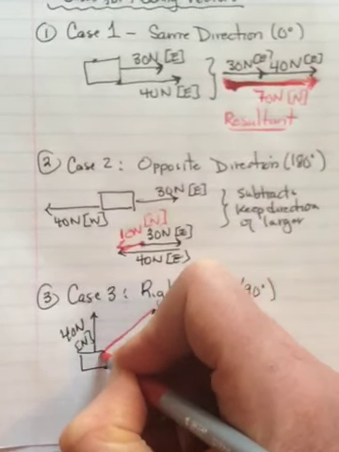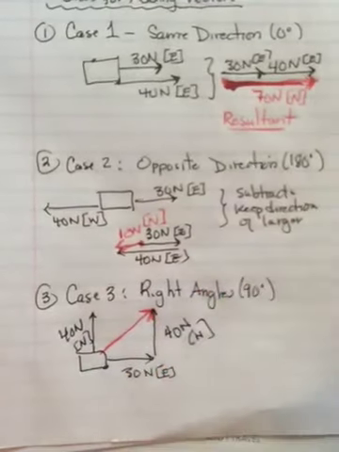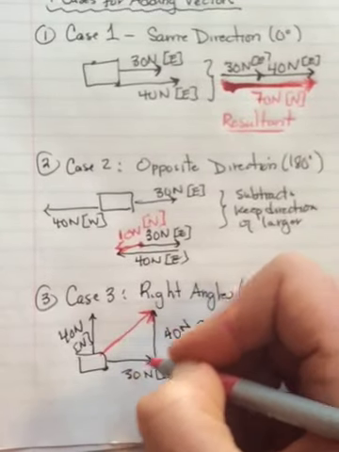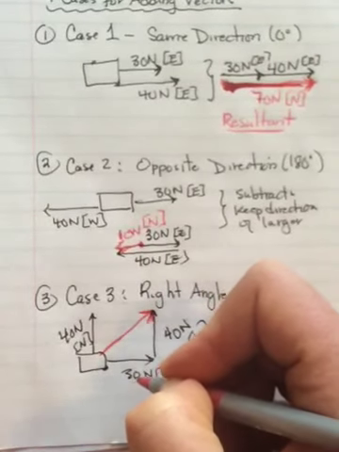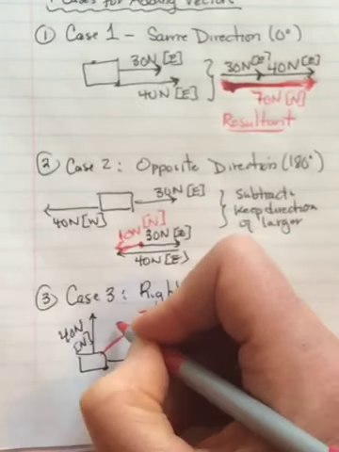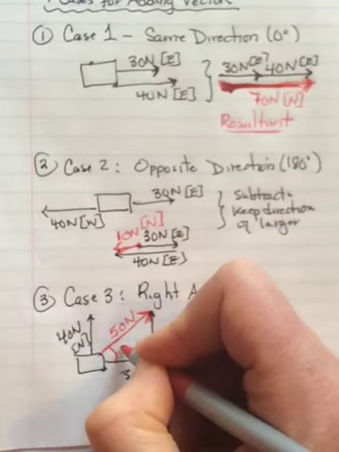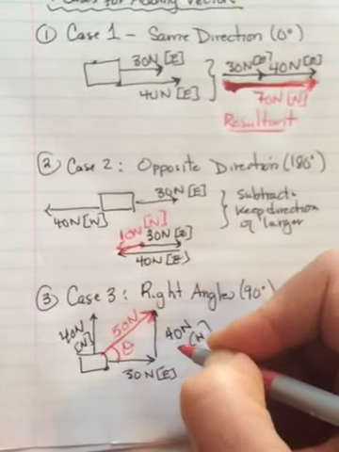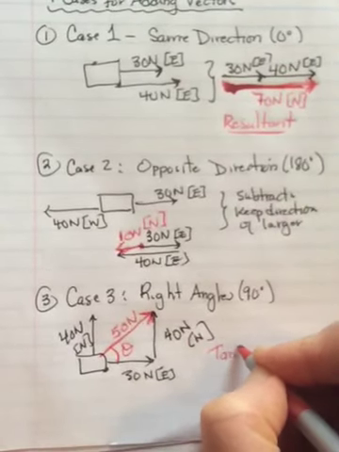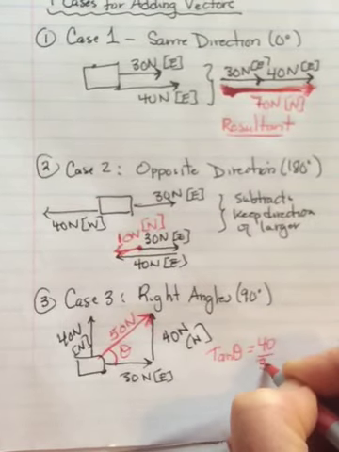So 40 newtons going north, my resultant would be right here. What would I do to get it? Well, hopefully you notice this is a right angle triangle. I could do Pythagorean theorem: square 30, square 40, add them, take the square root. I'm going to get 50 newtons. But I also need to solve for the angle. So this is where our trig stuff comes in. You would do inverse tan. So tan theta will equal 40 newtons over 30 newtons.